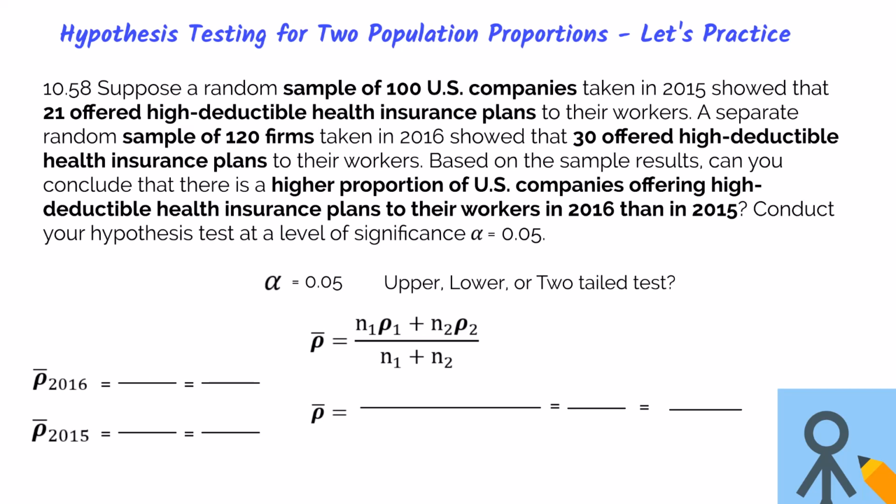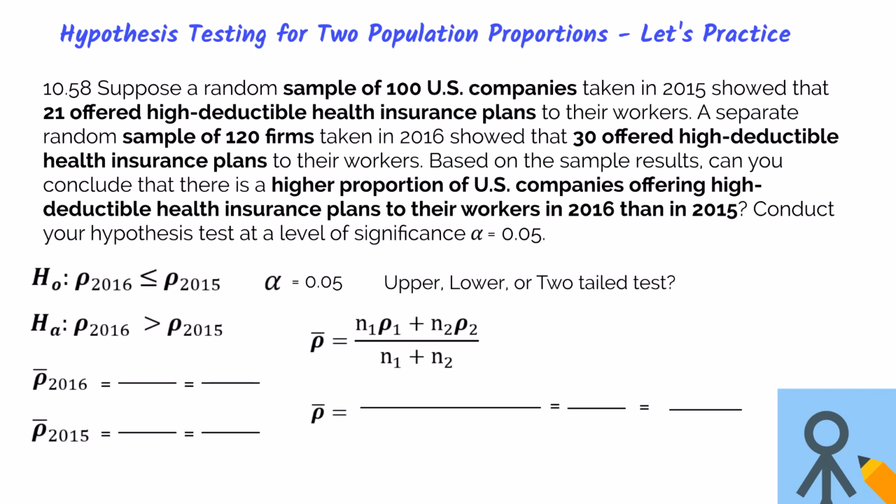It says, can we conclude that there was a higher proportion of companies offering these types of insurance plans to the workers in 2016 versus 2015? So we can write the alternative hypothesis that the population proportion for 2016 is greater than the population proportion for 2015. Then the null hypothesis is the opposite of that, and the population proportion for 2016 is less than or equal to 2015. We were told to run the hypothesis test at a 0.05 level of significance, so that is the alpha.